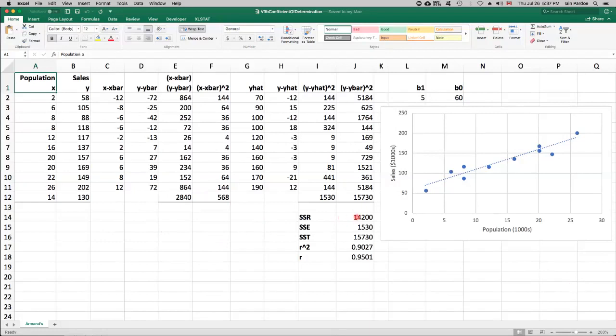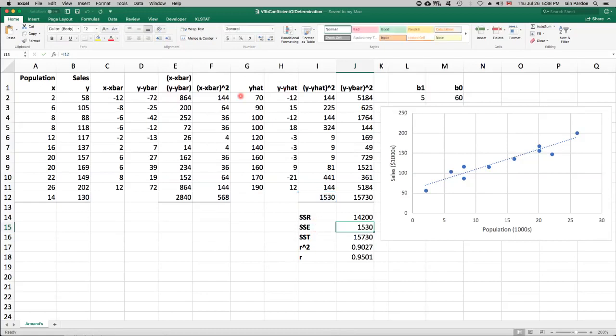So first of all, let's look at this number. I've labeled this SSE. This is the sum of squared errors. So what exactly does that mean?